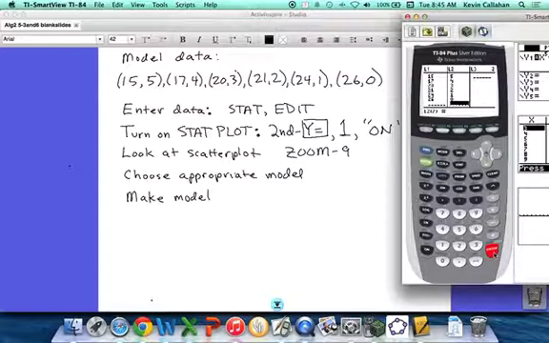Okay, once you do that, you got to look at it, right? Okay, grab that. What's going on with these calculators?